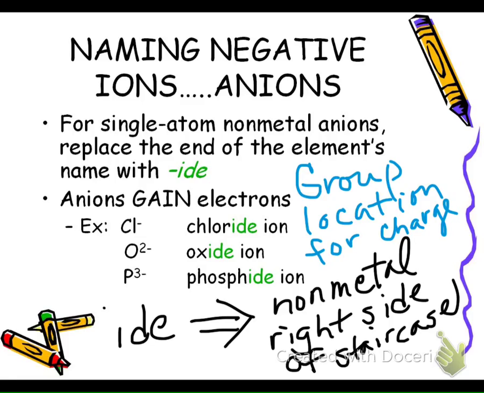So chloride, root is for chlorine, is found in group 17, and so it has a -1 oxidation number, chloride ion. Oxygen in group 16 would have a -2 charge, so it would become the oxide ion. Similarly, phosphorus, which is in group 15, would form an ion, phosphide ion, that would be 3 minus.